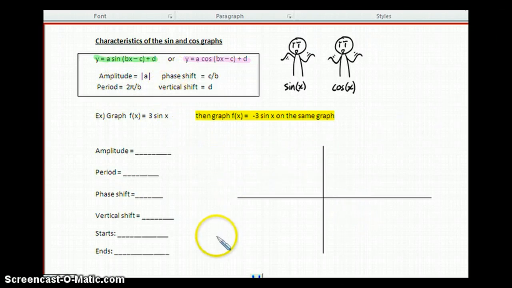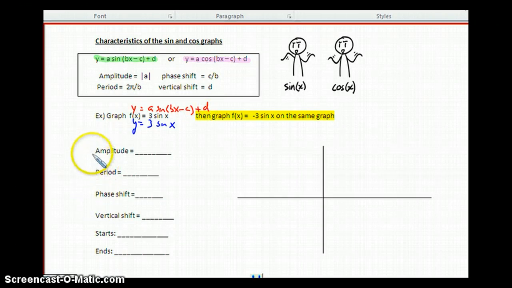So we're not really going to make a t-table like we made in the last example. What we're going to do is find these characteristics and then graph from there. My equation here is y equals 3 sine of x. Now what I like to do is write out the generic form above it or below it, doesn't matter, so I can identify what A, B, C, and D are. So y is equal to A sine parenthesis Bx minus C, plus D.